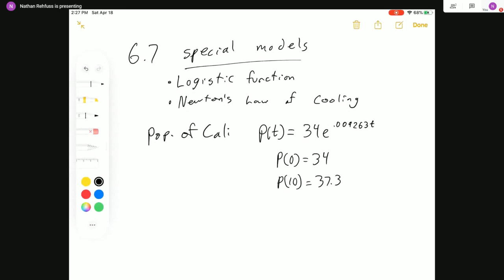And we were even able to predict the population this year, P of 20. My model said it was 40.4. In reality, it's 39.7, so we were off by a little bit, but we did pretty well.